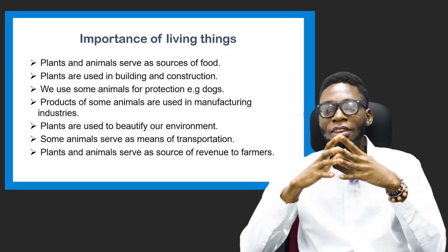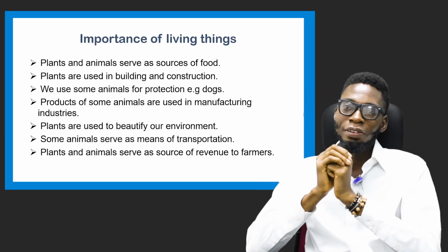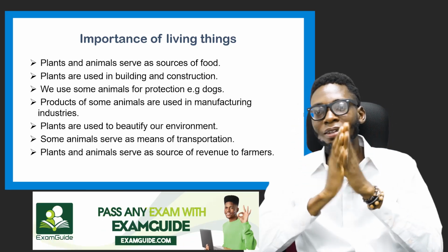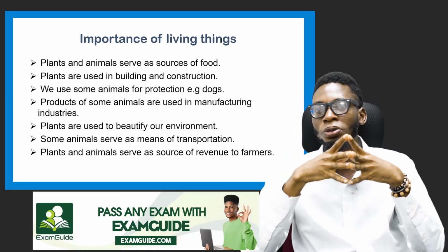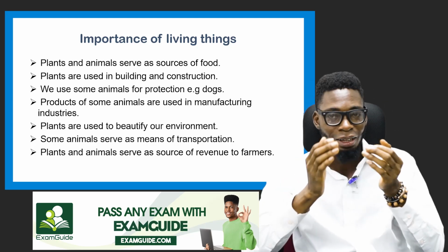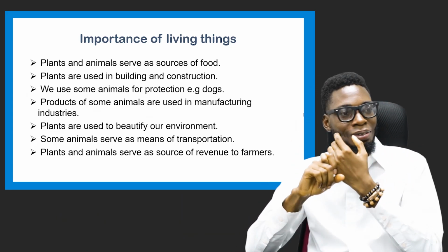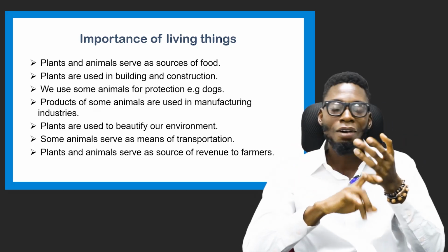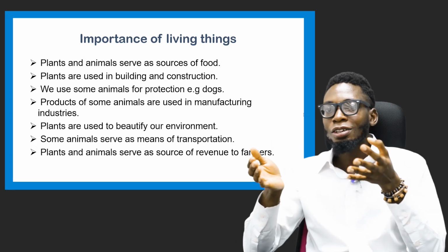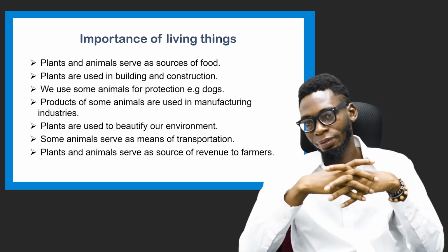We've looked at what living things are and some examples of living things. Now, what is the importance of living things? One importance of living things is that plants and animals serve as sources of food. Plants and animals serve as sources of food. How? The animals, we have cow, we have goat, we have sheep. We actually use them as sources of meat, protein.